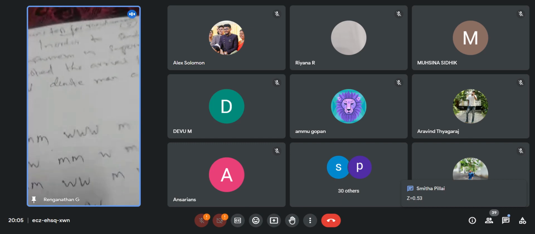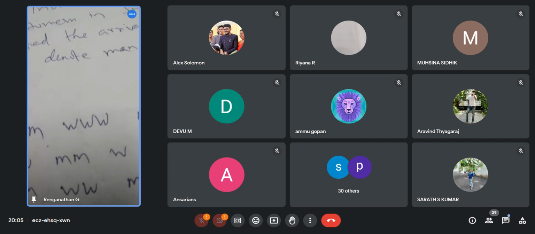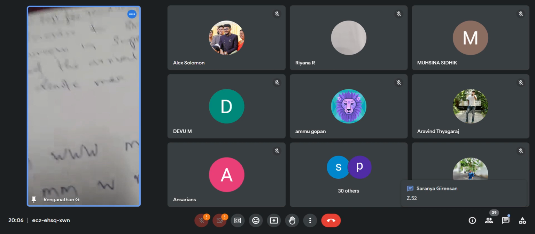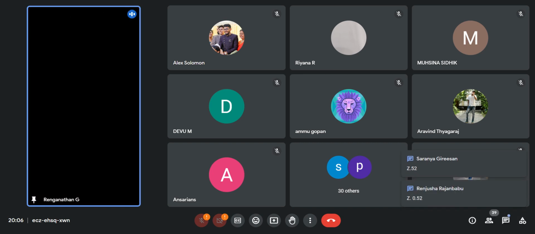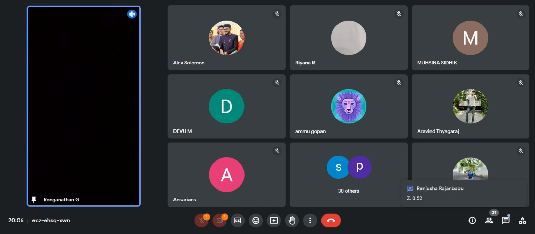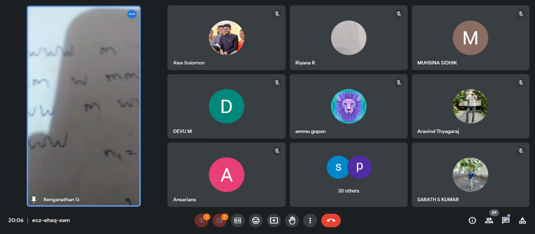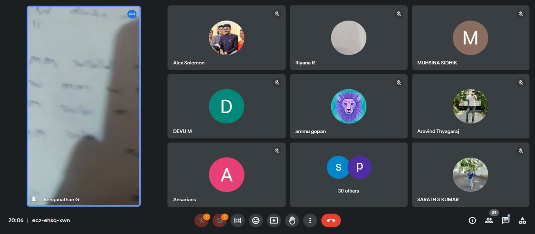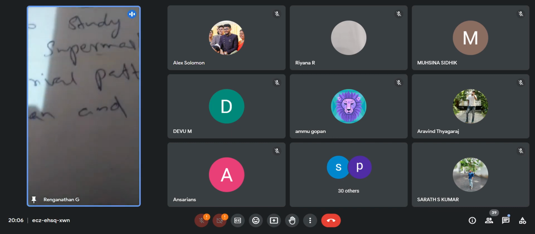Then apply the values in Z. The Z value is 0.53. Smita Pillai says the Z value is 0.53. 0.52 or 0.53, Saranya? Okay, 0.52 is also correct. Saranya, Resha. Okay, it's correct. Did everybody get the answer? Can I proceed?